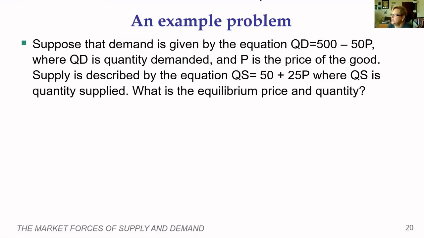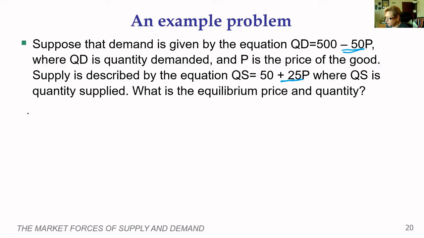Suppose the demand is given by the equation 500 minus 50p. Even if it didn't say that it was quantity demanded, I would know, because notice that the slope is negative here, and p is the price of the good. Supply is described by the equation quantity supplied equals 50 plus 25p. Again, I could tell that is supply because it has a positive slope. What's the equilibrium price and quantity?